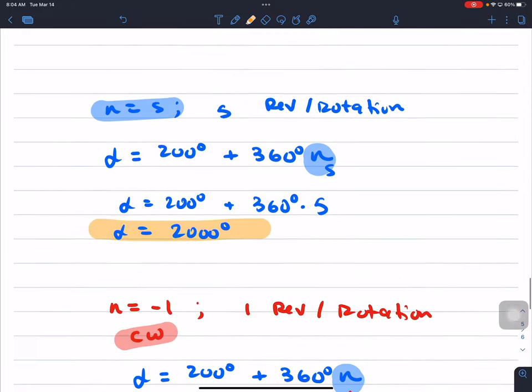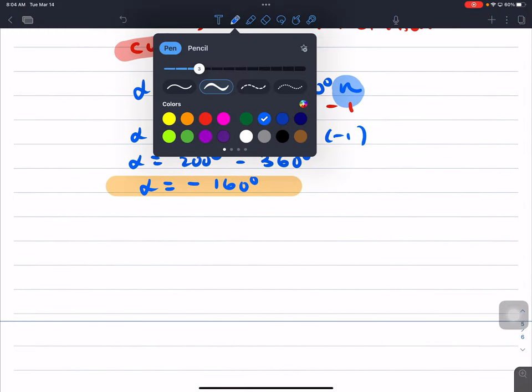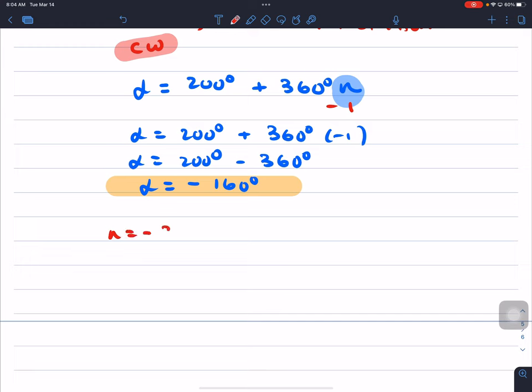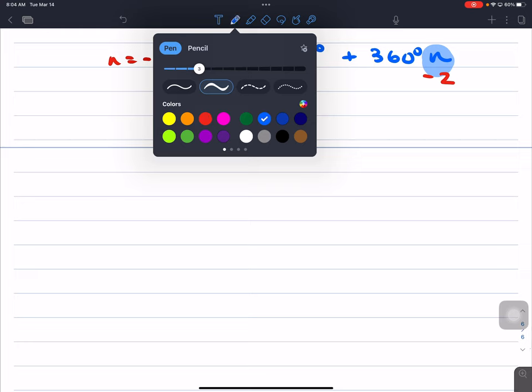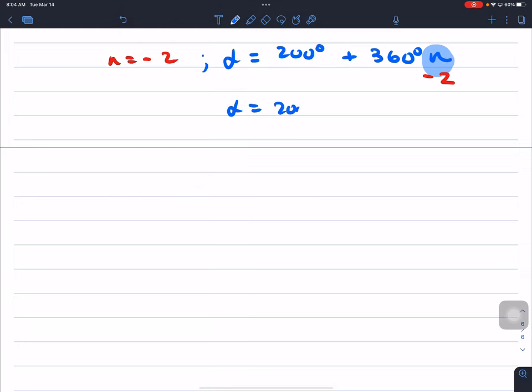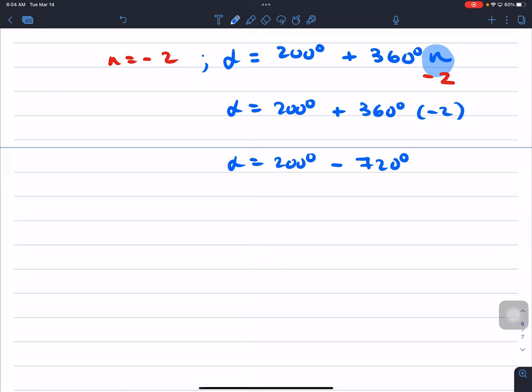-2 and -10. So now, if n here is -2, that's 2 revolutions in the clockwise direction. N is -2 now, okay? So we get 200 degrees plus 360 degrees times -2. Isn't 360 times 2 -720? I'm going to use my brain again. That's going to be negative 500 degrees, okay?